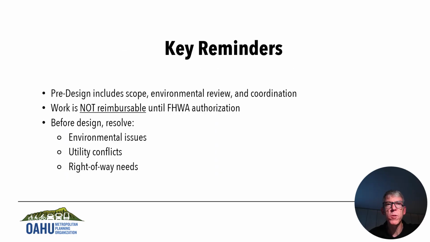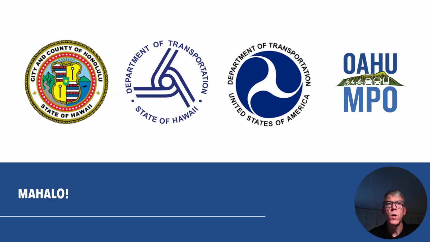A few important takeaways. Pre-design includes scope development, environmental review, and early coordination. Work is not reimbursable until FHWA gives federal authorization, even if a PPR has been submitted. Before moving into design, all major environmental, utility, and right-of-way issues should be resolved. Overall, Module 2 highlighted how early planning, clear documentation, and strong coordination set the stage for successful project delivery.